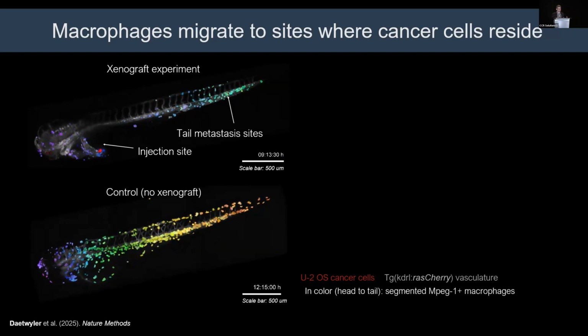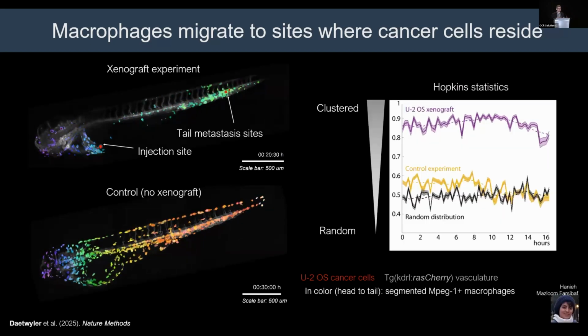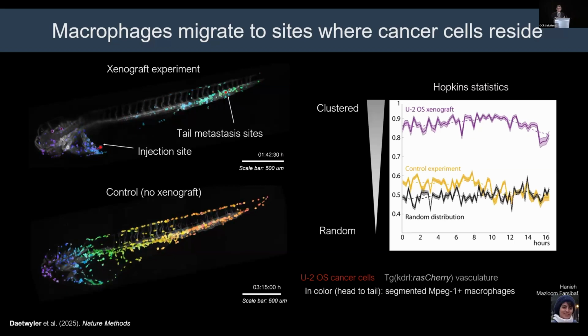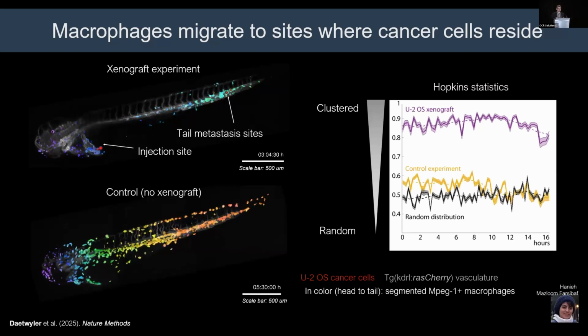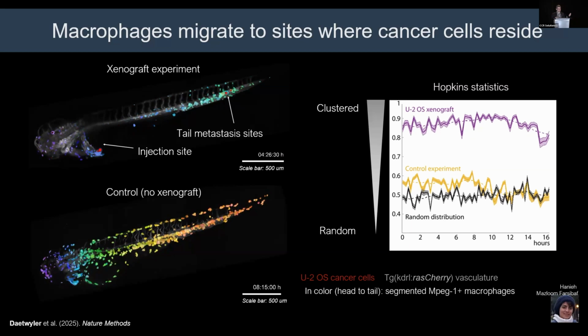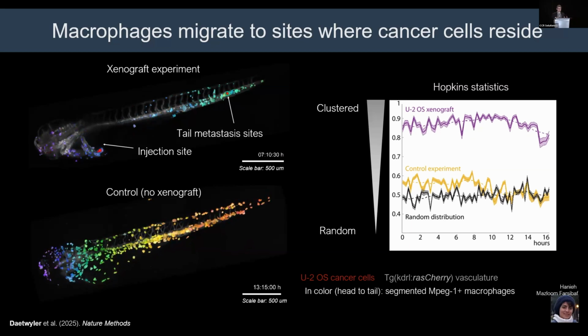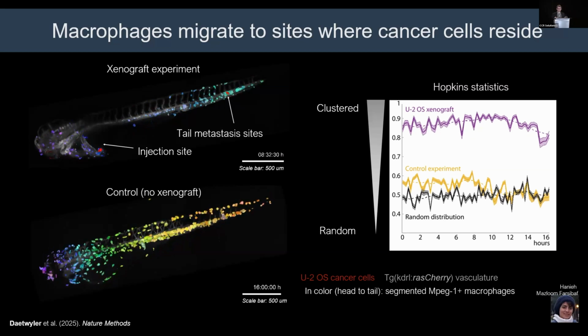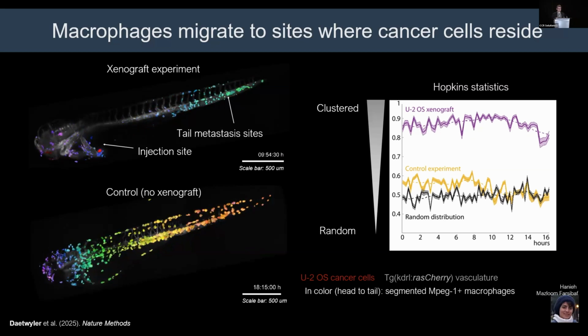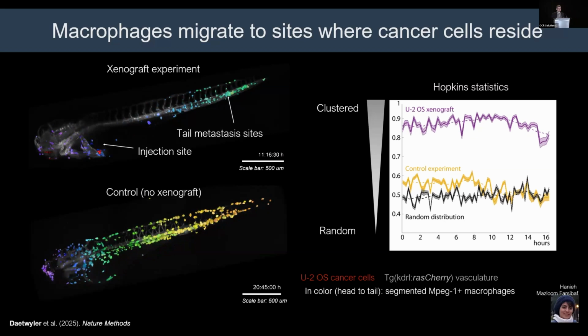We can put numbers to this by applying the Hopkins statistic, which is an indication of how clustered cells are in an environment. We see that in a xenograft, macrophages are clustered around those cancer cells, and in a control environment, they're almost randomly distributed across the zebrafish.